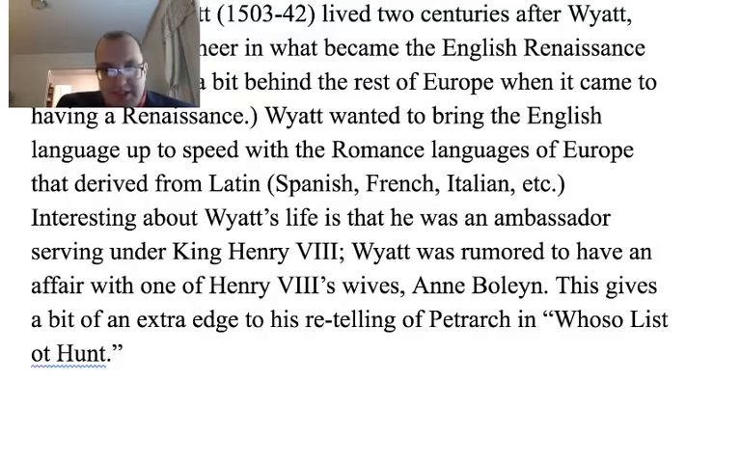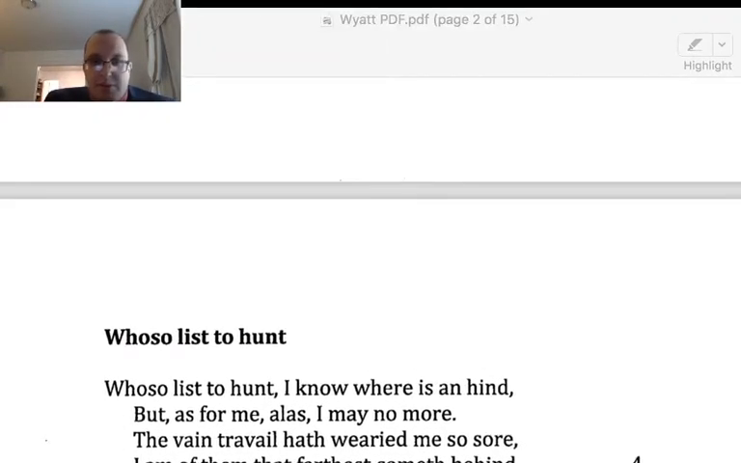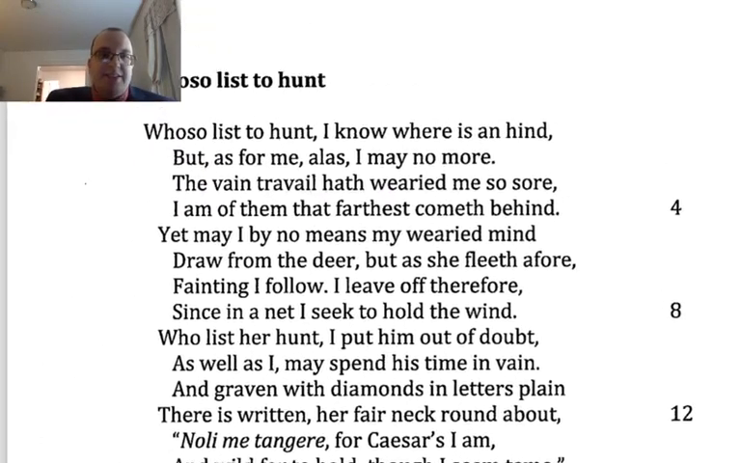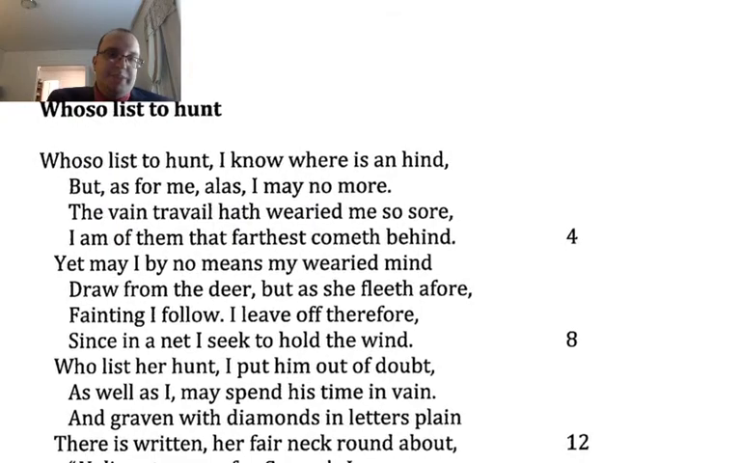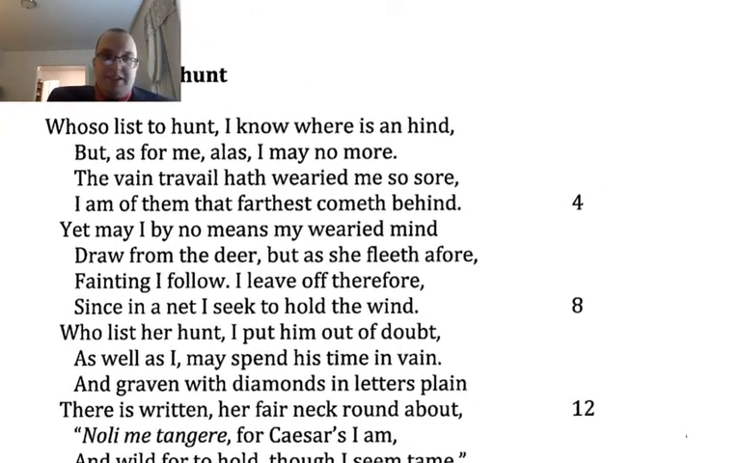So if we segue over into the Wyatt poems, again, I'm only going to talk about a couple of these. I have Lucilla Hunt pulled up here. Let's just talk about this one, since we just talked about the Petrarch. This is the same poem we just read, but it has a little bit of an extra edge to it.